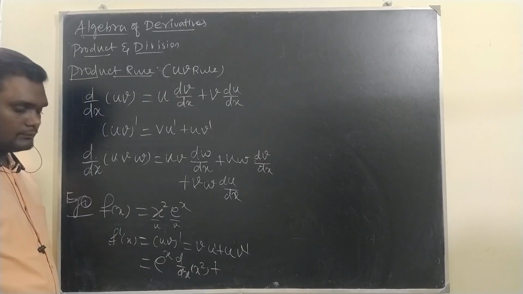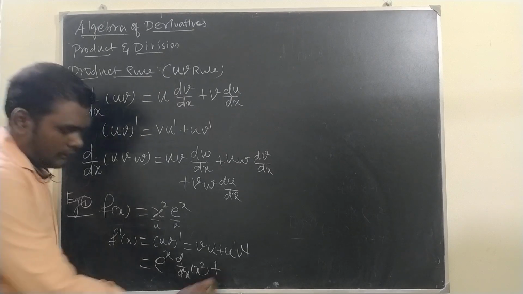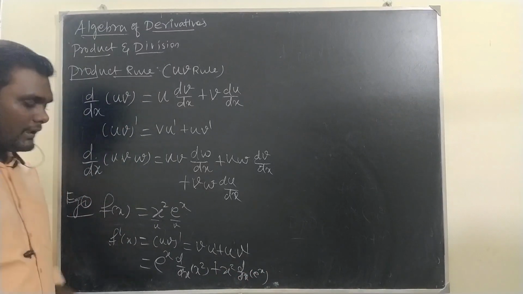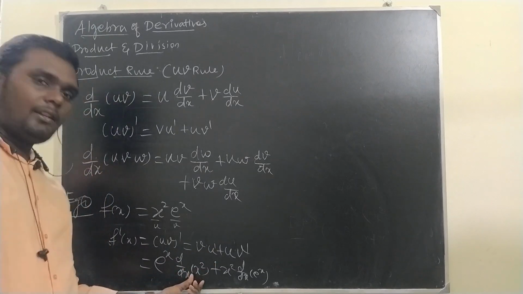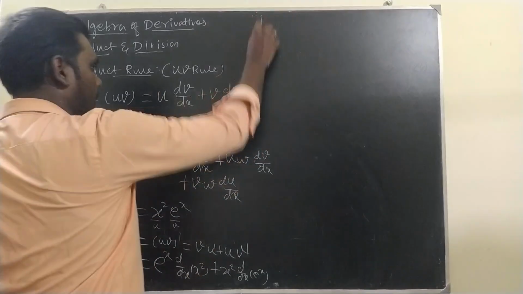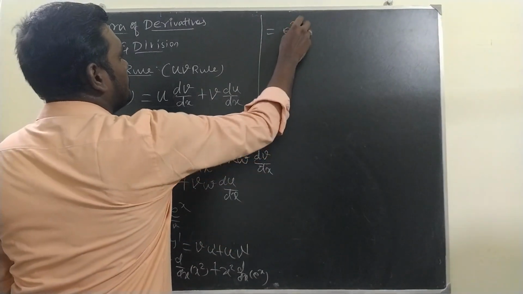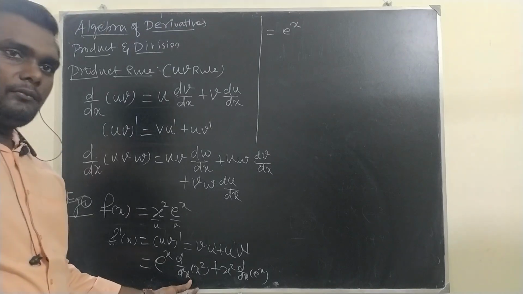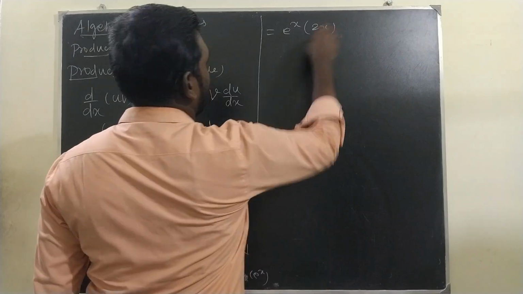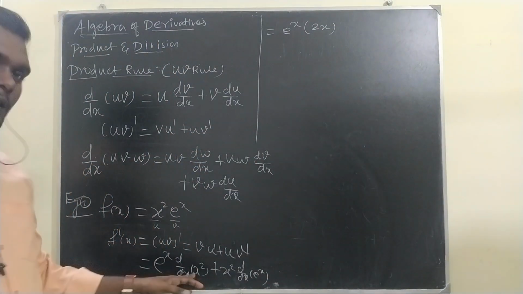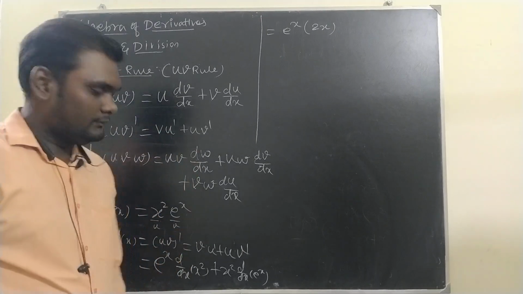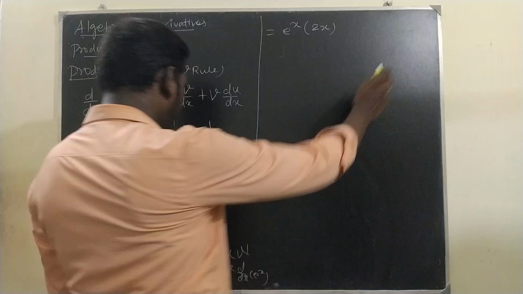What is u? x square, d by dx of e power x. Now we can apply the formula for what? This part alone you have to apply the formula. Okay. Now what is that? e power x. This one gives us what? 2x. Yes, n into x power n minus 1. Remember that formula? Likewise here, derivative of e power x.